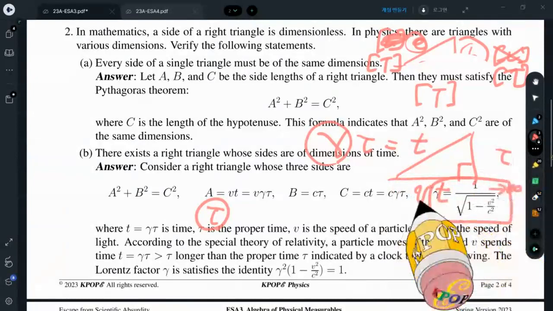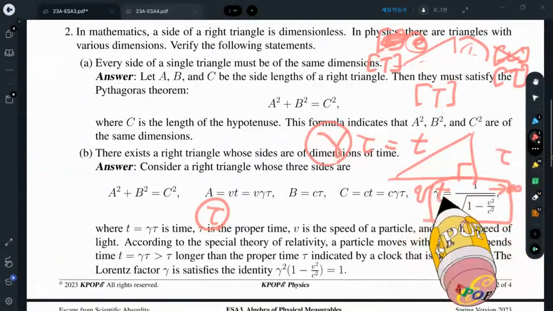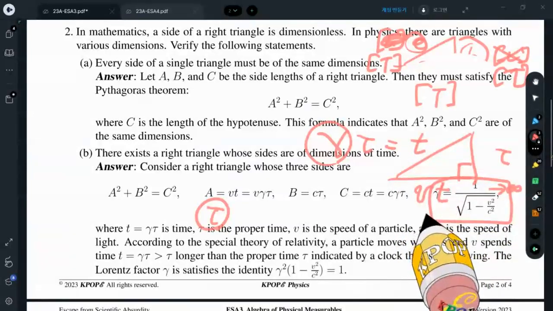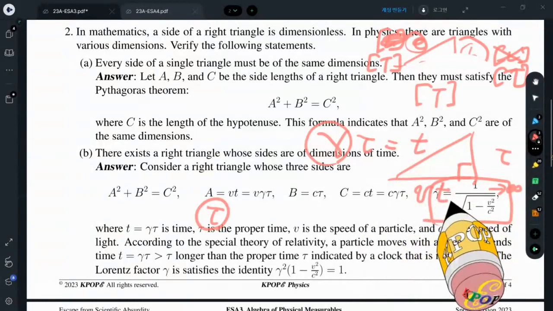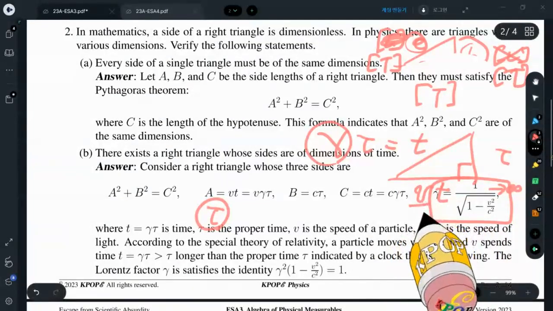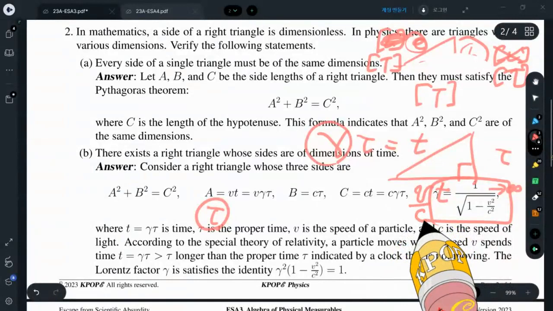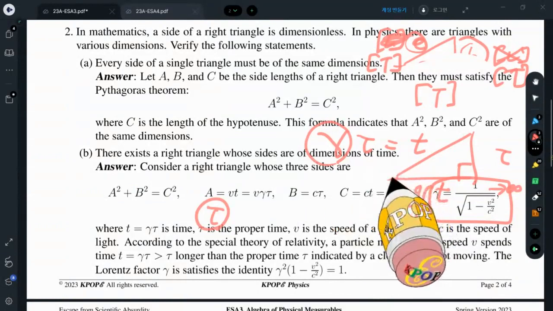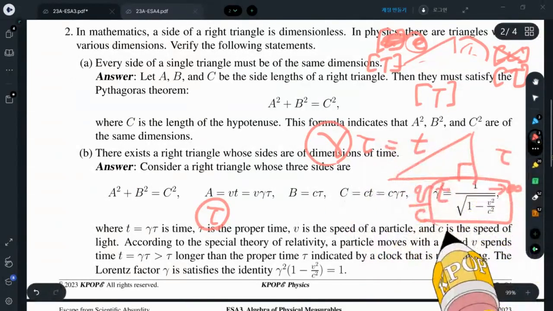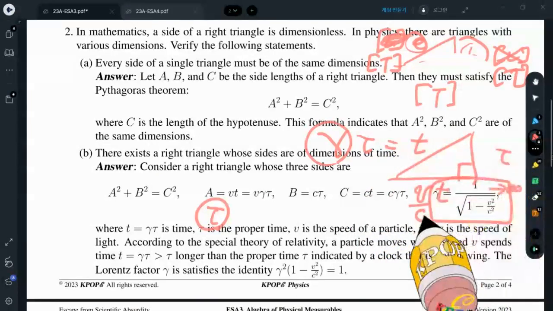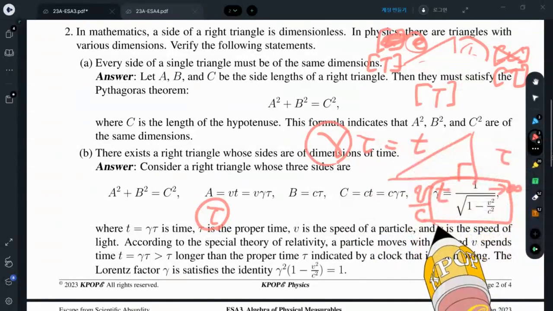This is a length dimension. This is time. So we have to rescale this to make it have dimensions of time. That is to divide this one by the speed of light, something like that. All three things have dimensions of time.